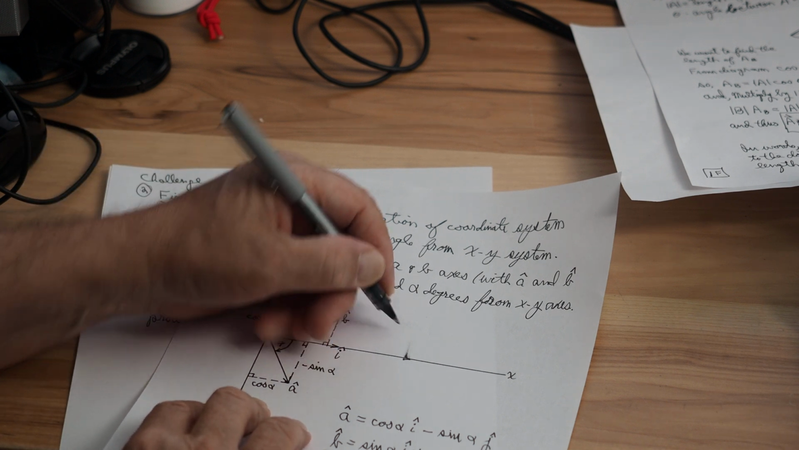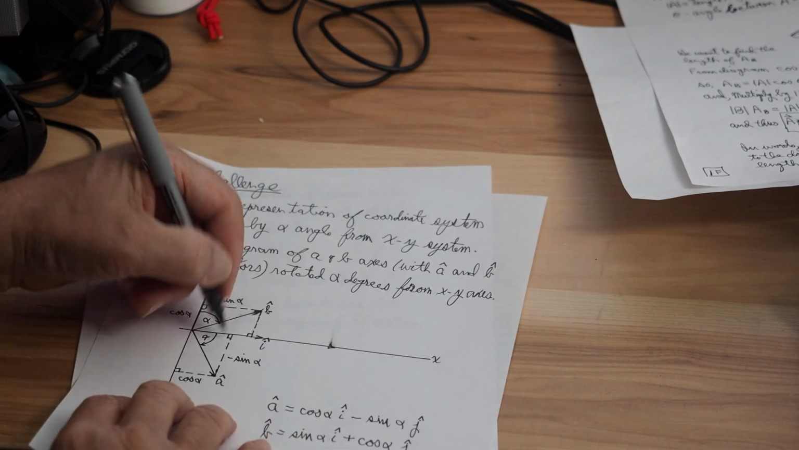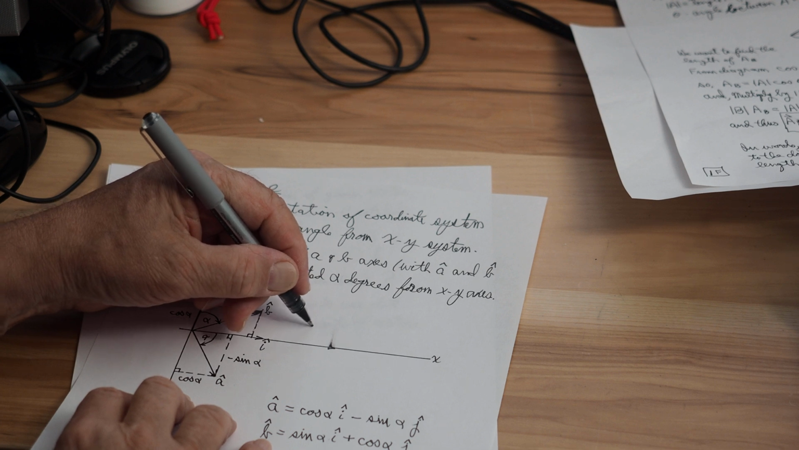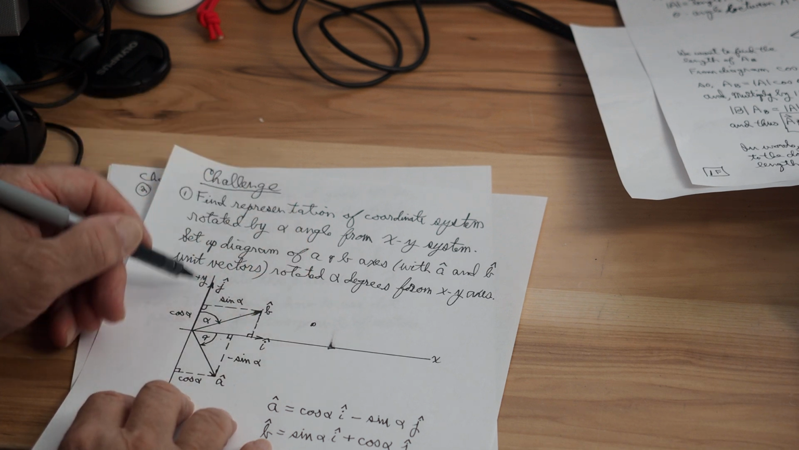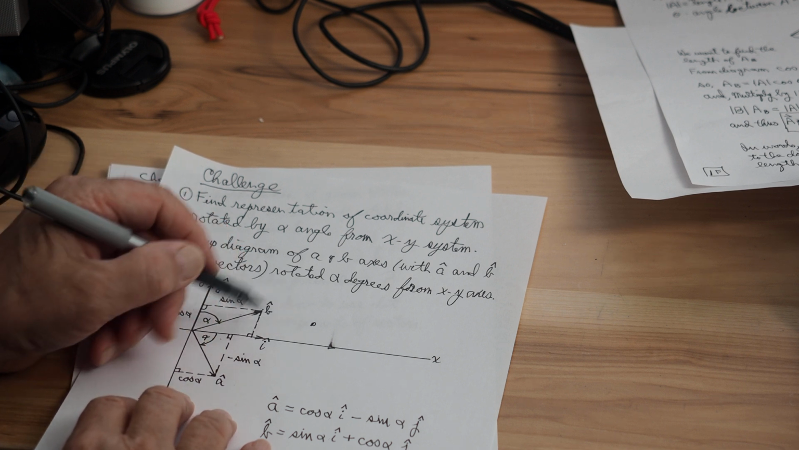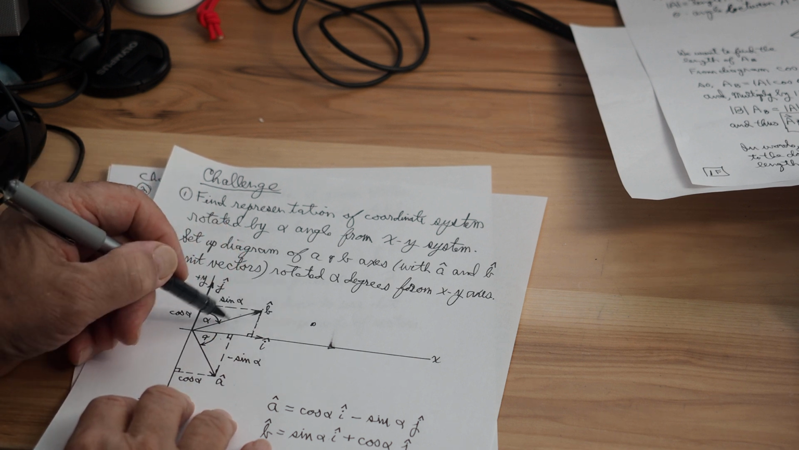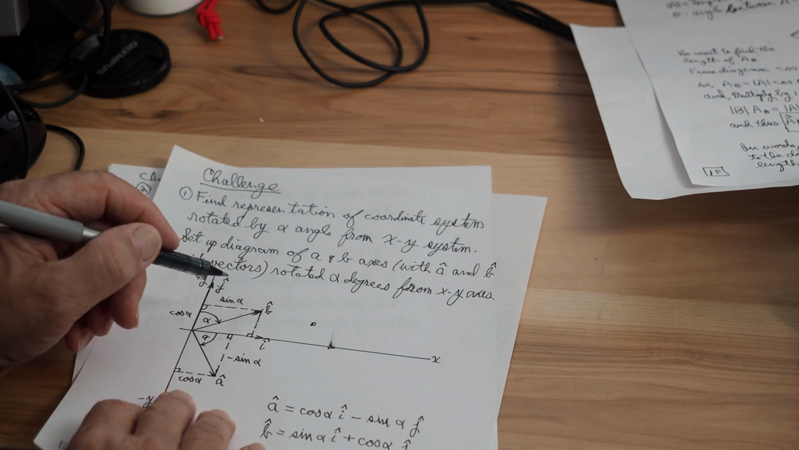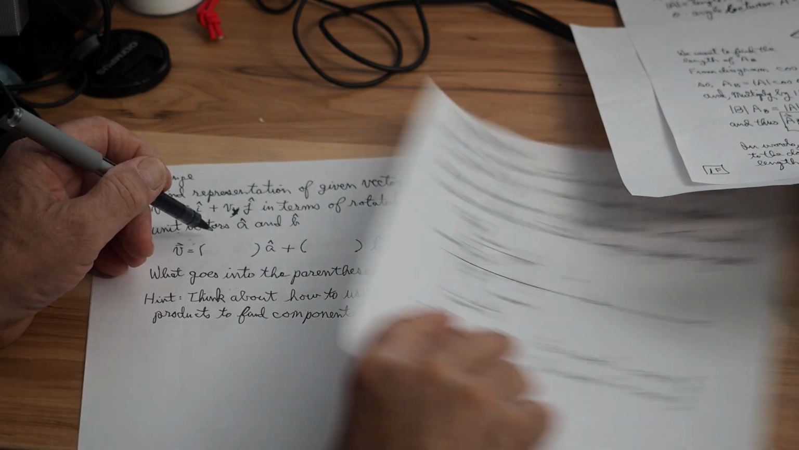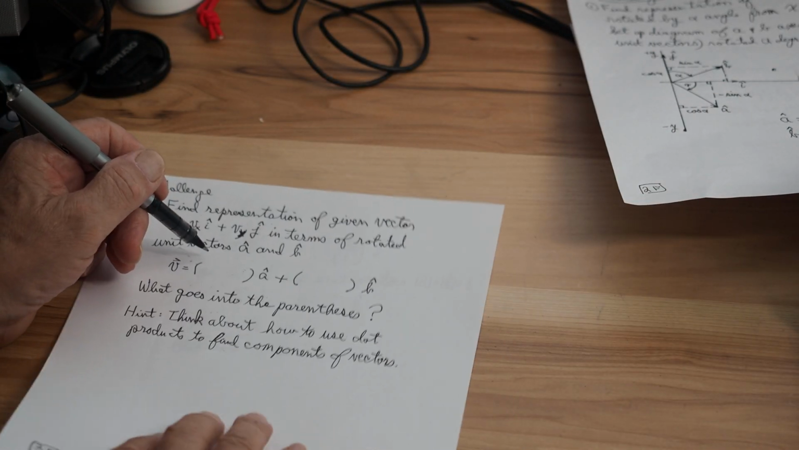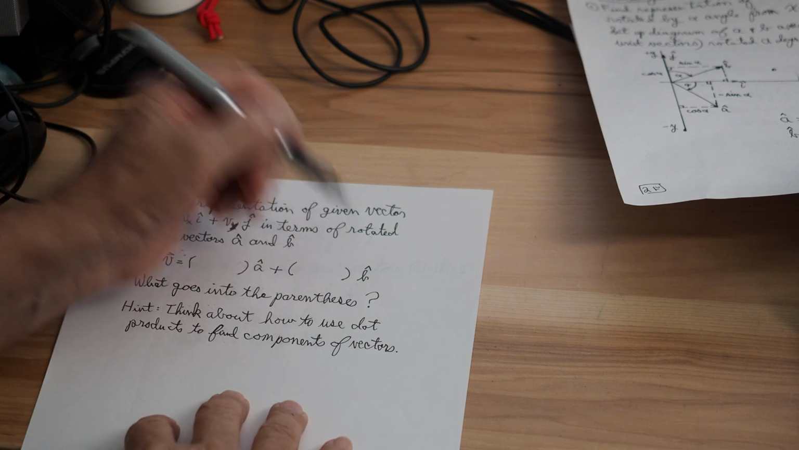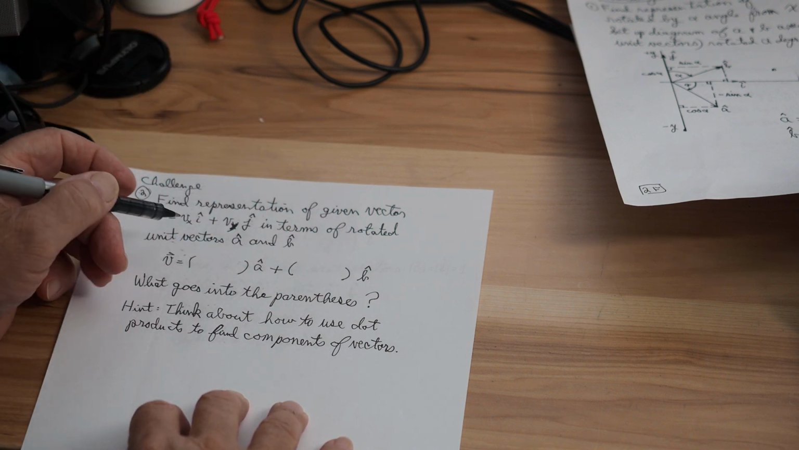So V is some arbitrary or given vector sitting out here in space, and we can describe it with respect to x, y, or we can drop perpendiculars onto the A and B axes and describe it with respect to them. And the question is, what is the representation of vector V in terms of unit vector A and unit vector B? What goes into the parentheses?